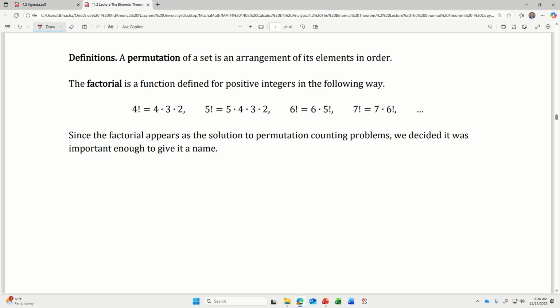52 factorial is a number that is so big. 52 factorial is larger than the number of atoms in the observable universe. And that's just 52. So 1,000 factorial is obviously bigger than that. These are really, really large numbers. It grows really quickly. So yeah, 52 factorial is giant.